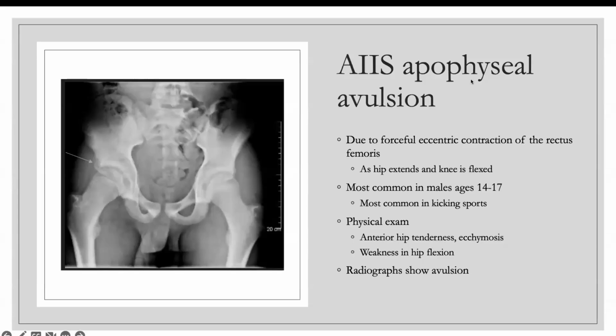The next spot down is going to be our AIIS, or that anterior inferior iliac spine. These injuries are going to be more due to forceful contraction of the rectus femoris. So you're going to get this as that hip extends and the knee is flexed. This happens a lot in our kicking sports, like soccer or kickboxing. These kids are going to put a lot of eccentric stress at that joint or growth center. They're going to have some significant tenderness on that AIIS, and significant ecchymosis as well as weakness in hip flexion.